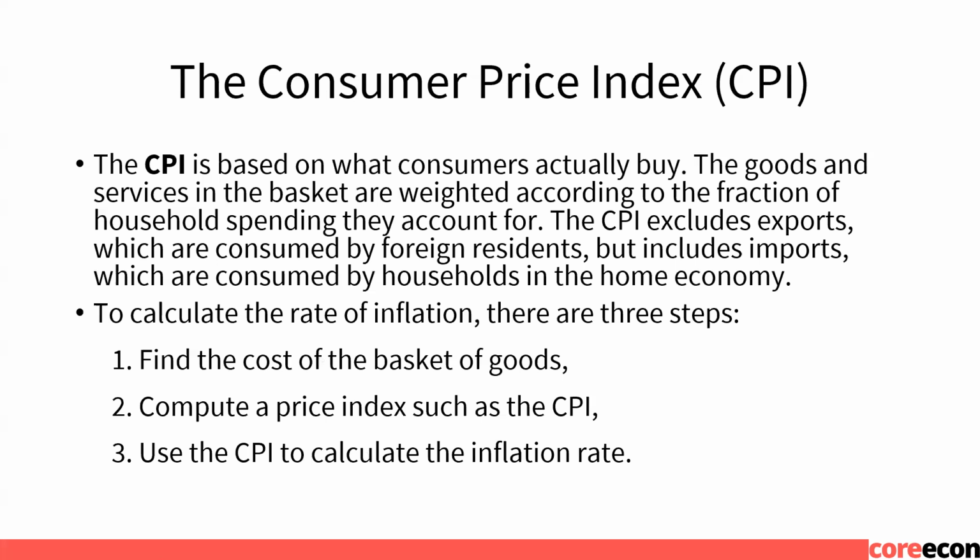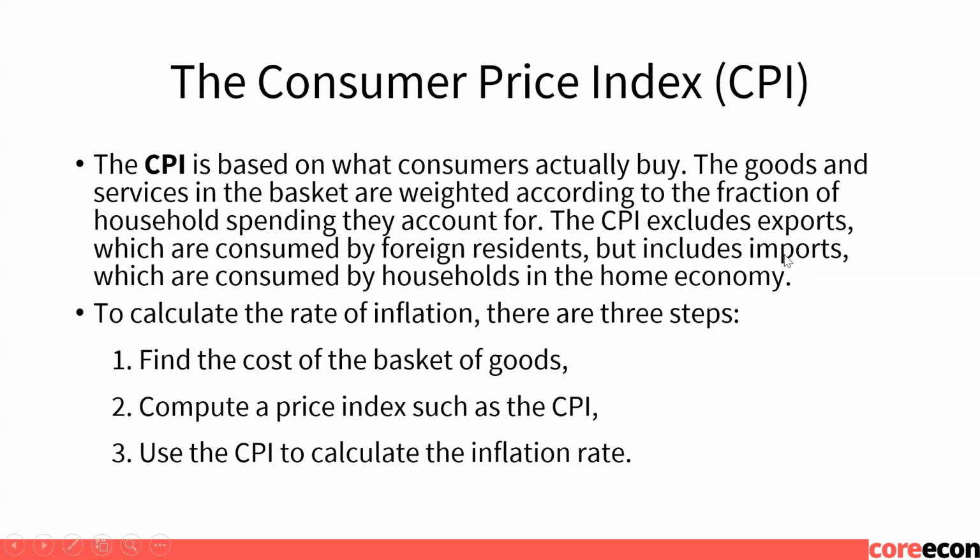So the consumer price index is based on what consumers actually buy, and the goods and services in the basket are weighted according to the fraction of household spending they account for. So that's what I mean by luxury goods. They don't always constitute the larger fraction. So CPI is going to put more weight on goods and services that capture a larger part of your spending. So it could be your mortgage, your rent, and other things. So housing could be a large fraction of this.